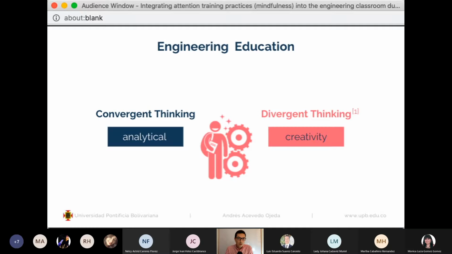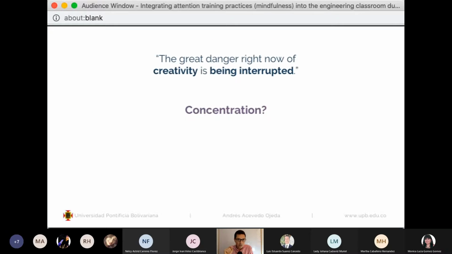And so a more realistic and modern understanding of engineering and engineering education that I want to share with you today should view it as a process of creative problem solving, integrating convergent and divergent thinking. So let's go back and remember Joyce's phrase from the beginning of the talk. The great danger right now of creativity is being interrupted.